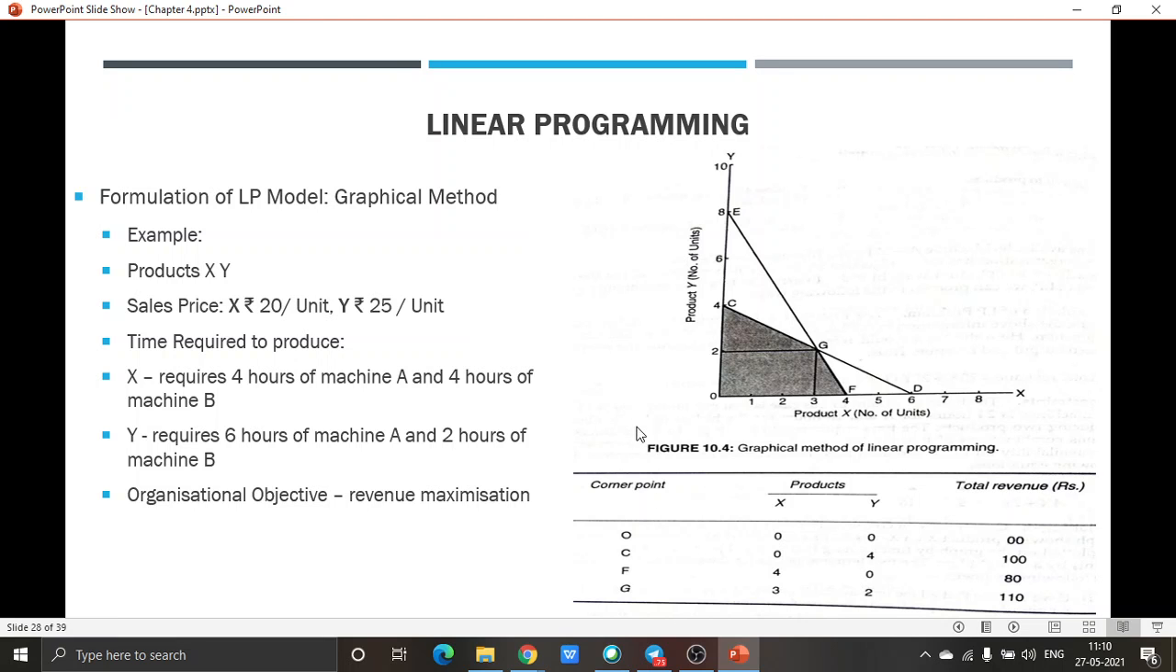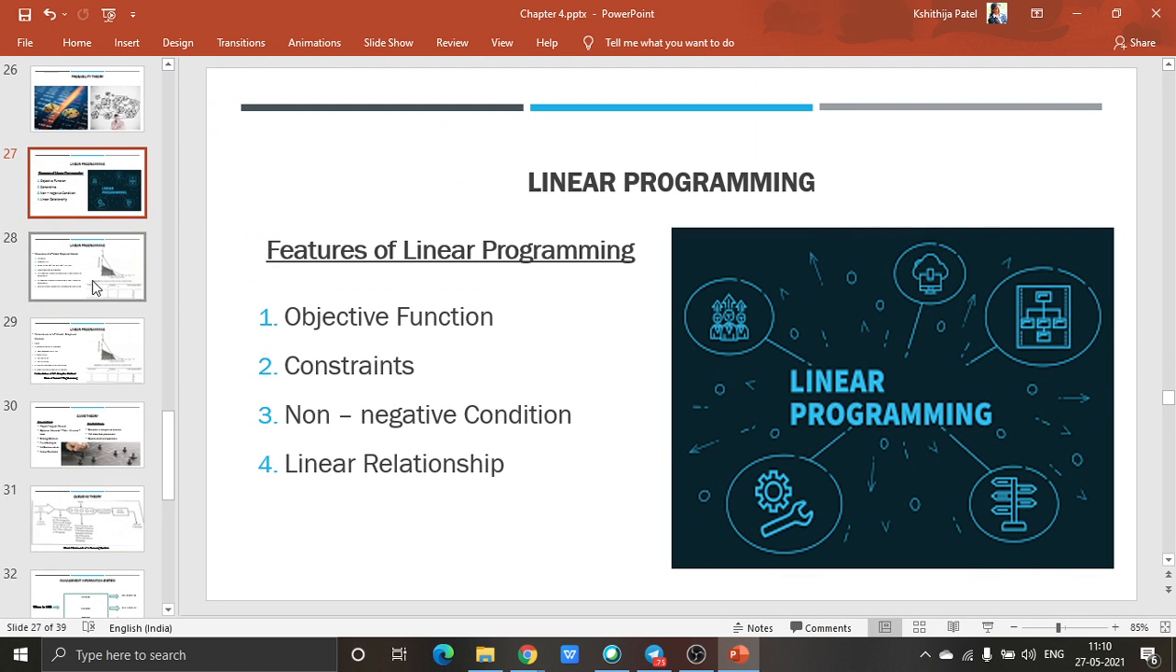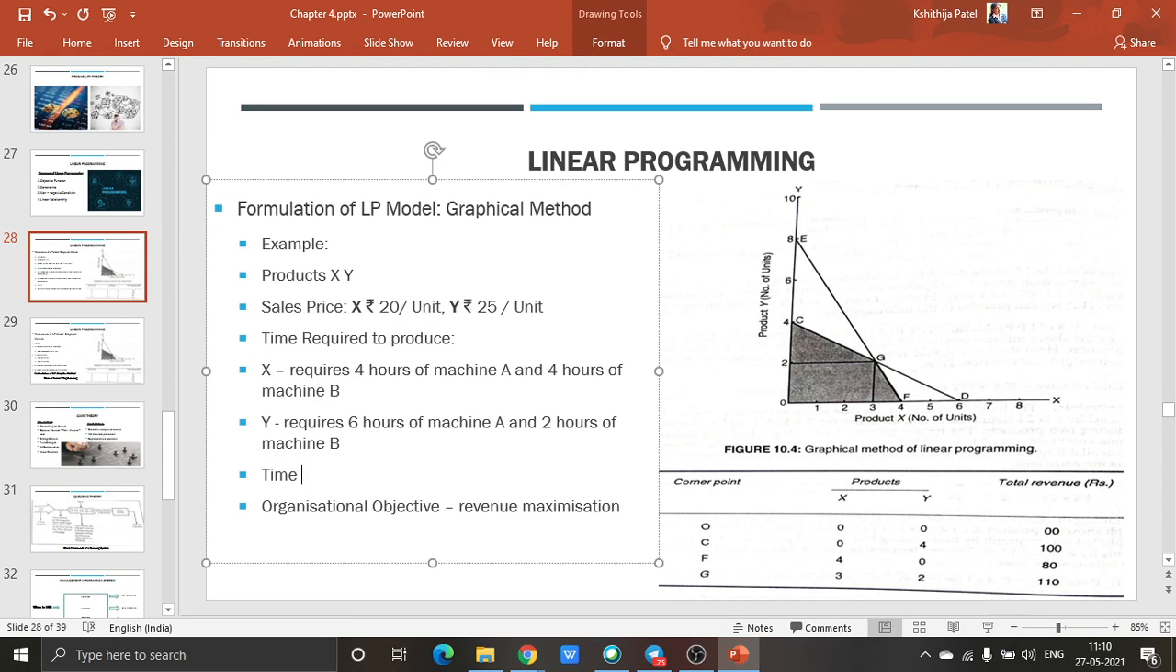That particular information has not been given here. Okay. Time available is: machine A has 24 hours and machine B is available for 16 hours.